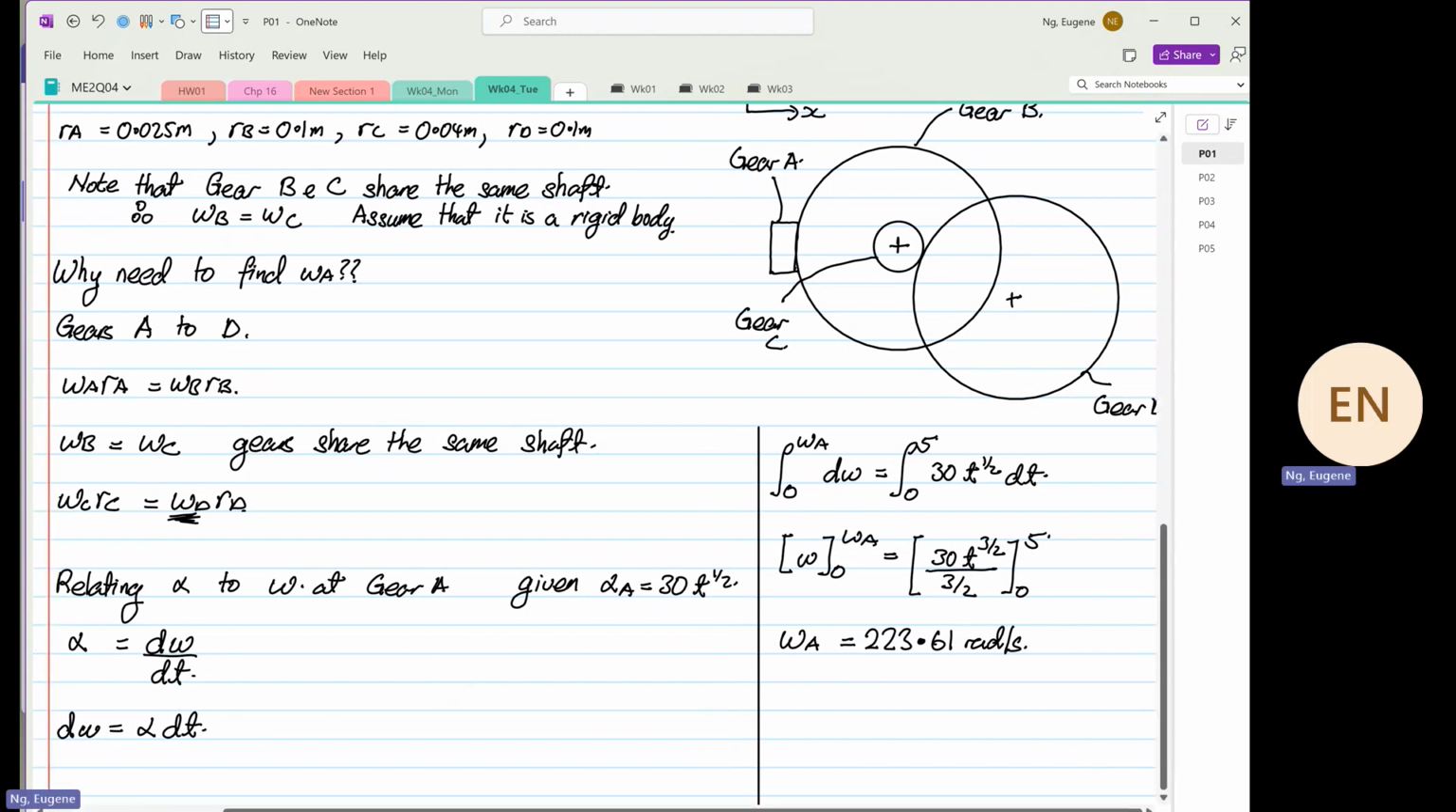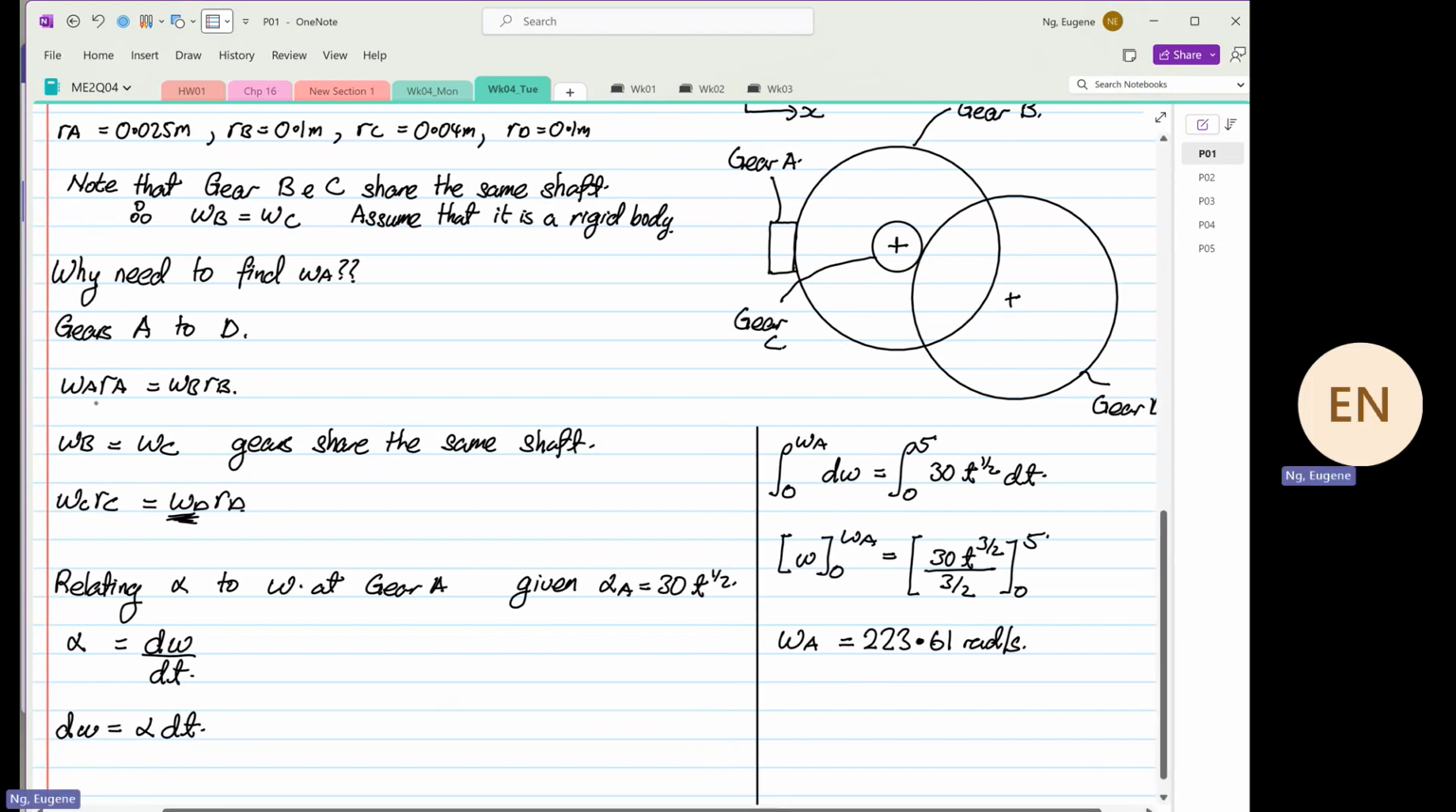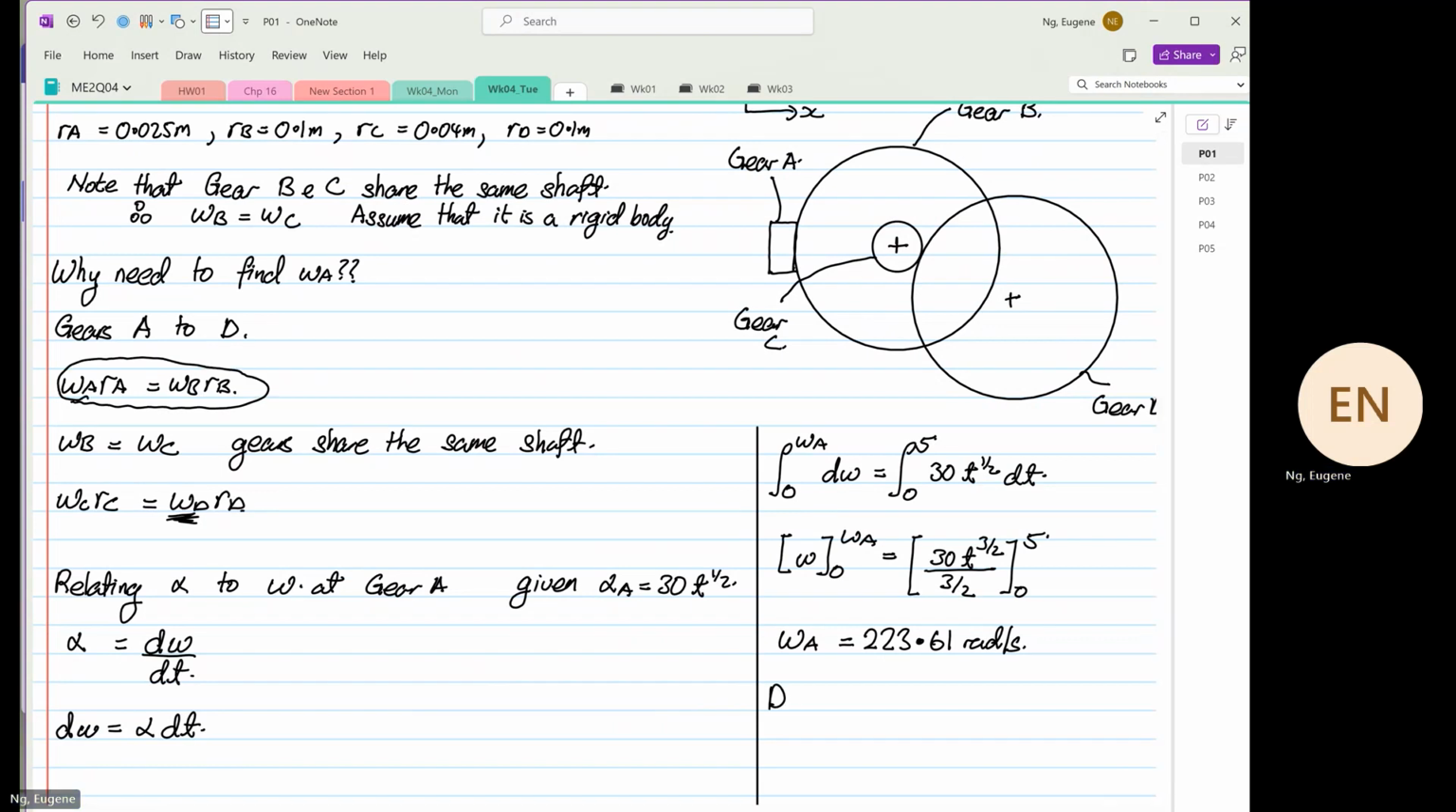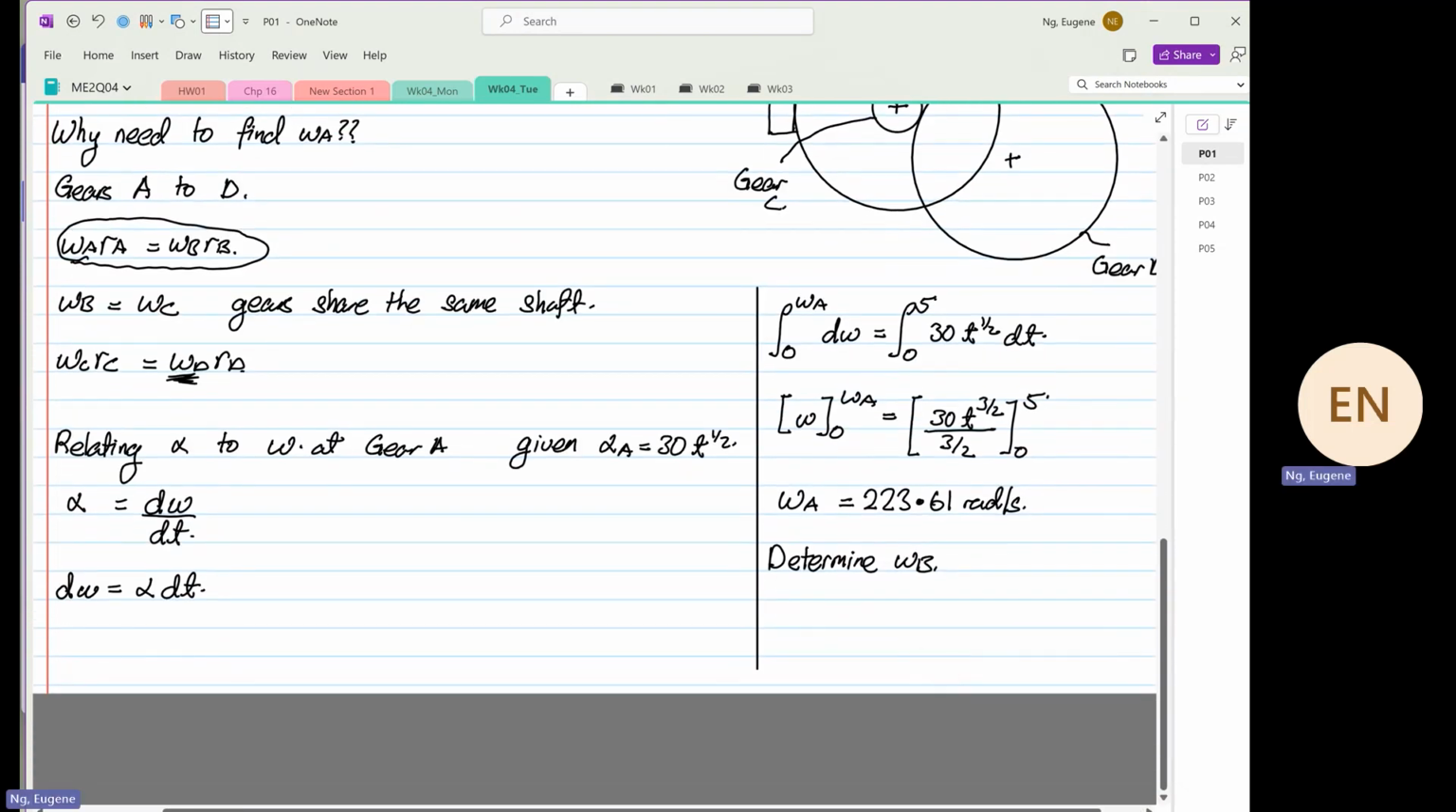Then from here, we are going to apply this formula over here to find omega D. So we're going to determine what is our omega B. We know that omega B, rB is equal to omega A, rA, right? So from here, I'm going to start on a new page.